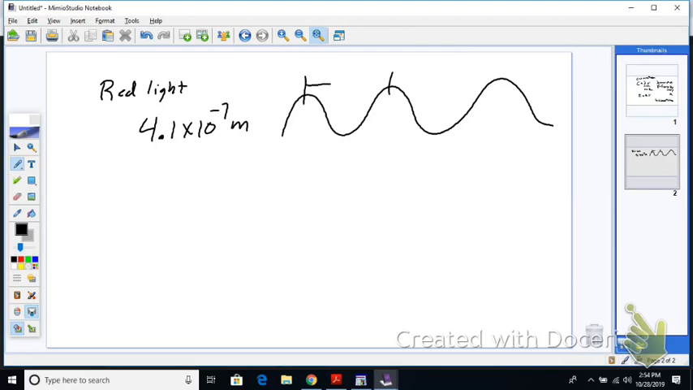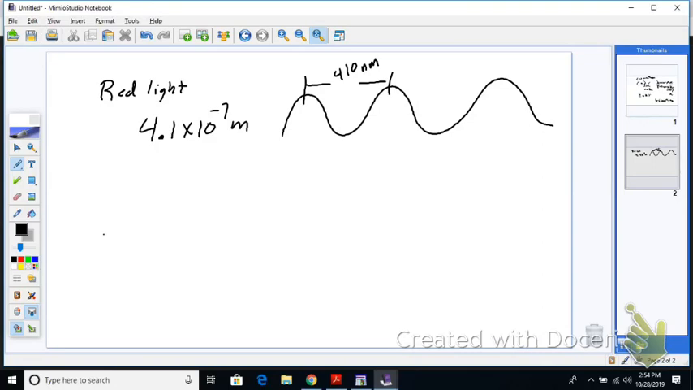We magnify it up, we get the wavelength, and actually it's 410 nanometers, but we have to have it in meters, so those are the same. Alright, so that's the wavelength. It's just a really, really small distance between those two waves.